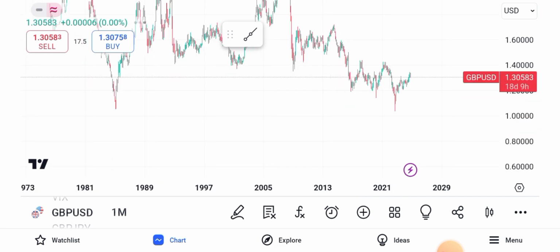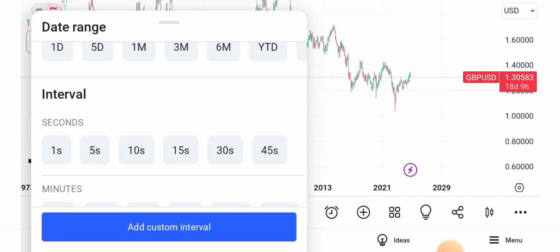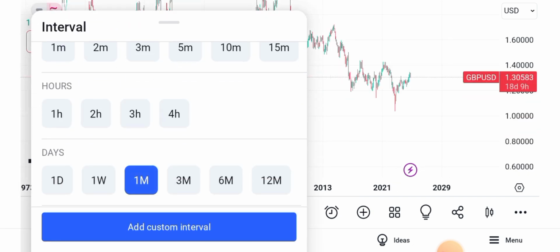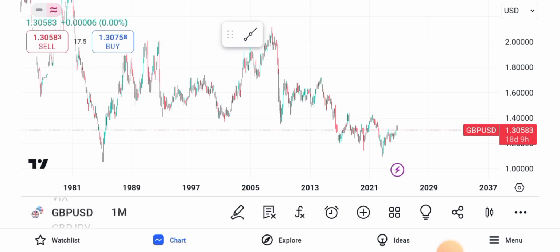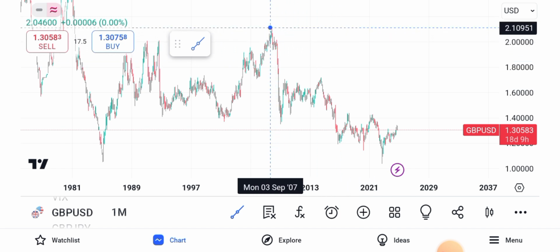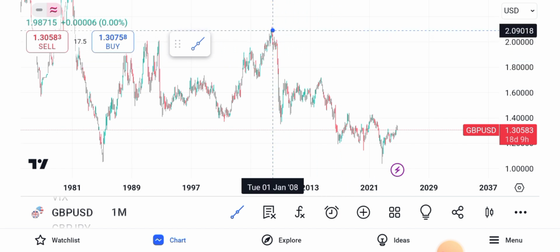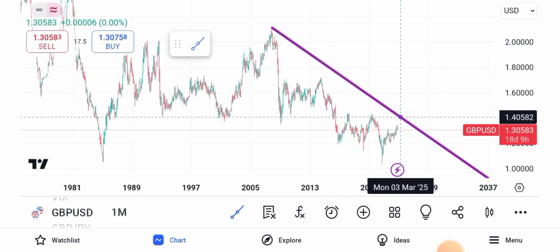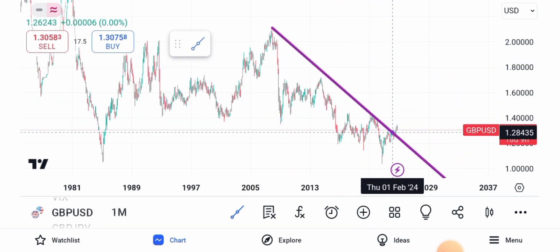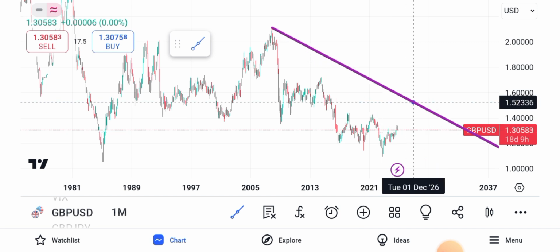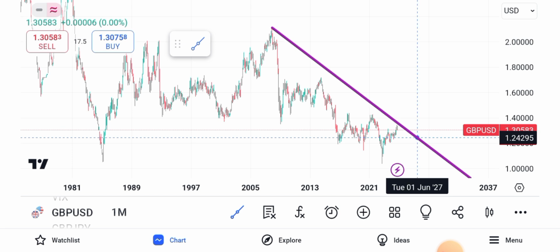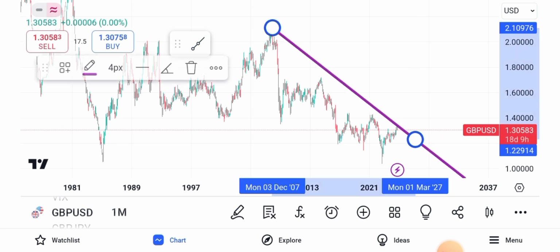So here is where I start off. I start in my monthly chart right here, and this is my monthly chart. I am going to draw my trend line starting from the top part right here to the second touch that I can find. There we go. That's a second touch for me. Or this one can be my second touch.